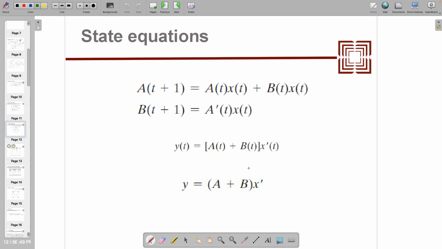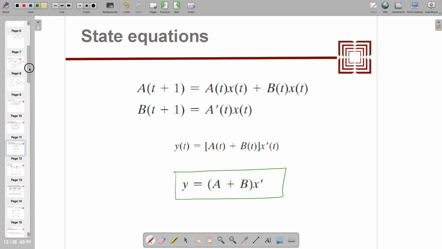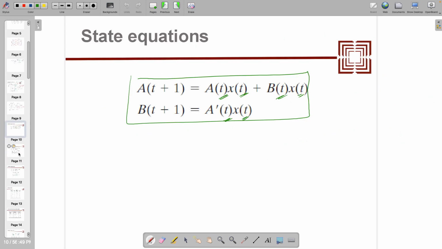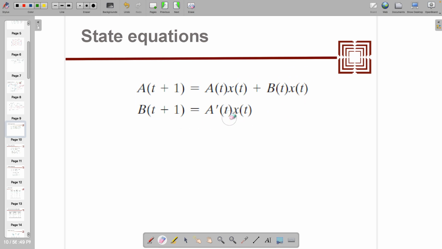Same way we can write down y of t, which is y equal to a or b times x prime, which is coming from there. Now I have these two equations. Look at this. What was the equation? So these two equations are there, which are telling me that these are the present state and these are the next states.